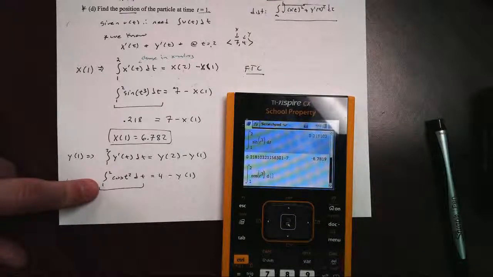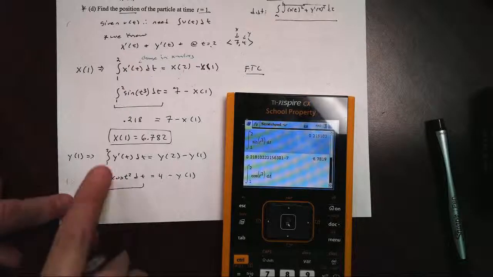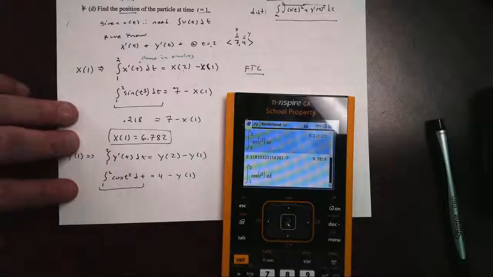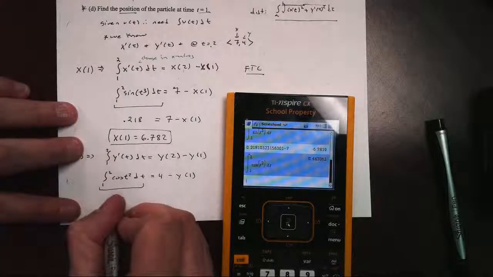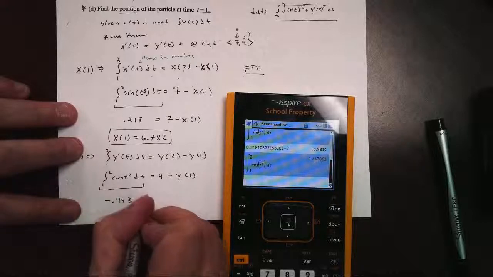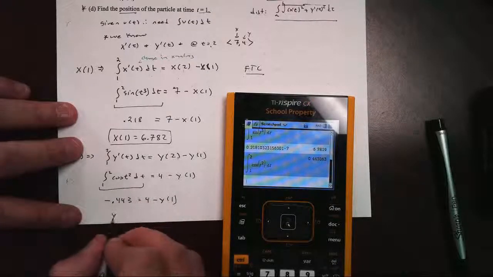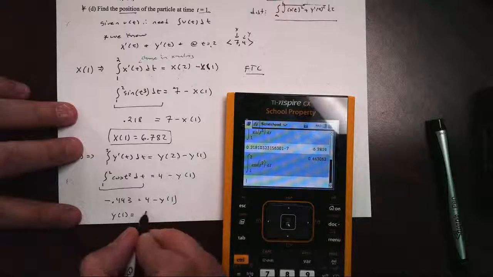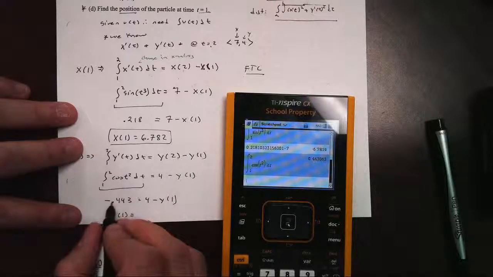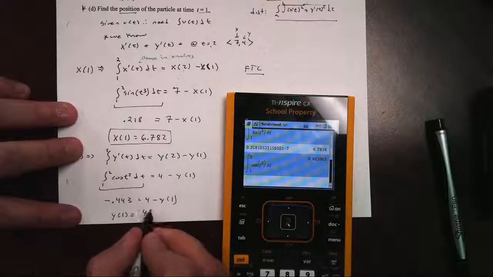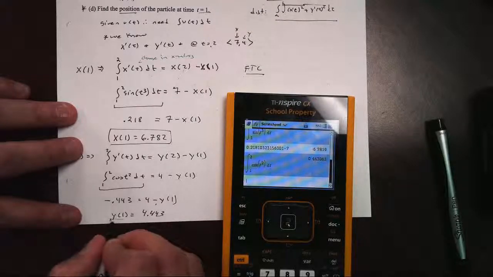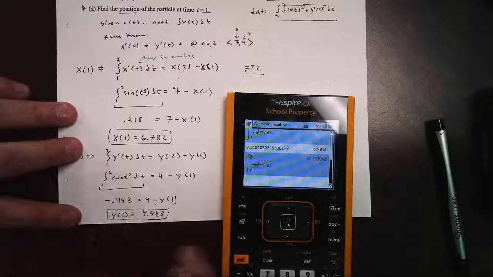There's my cosine t squared dt. When we get to the Taylor series, we'll talk all about those, how to solve something like this by hand. We press enter, and I get this negative 0.443 equals 4 minus y of 1. This one's not that hard to solve. I'm going to subtract 4, that's going to give me negative 4.443, but I changed my sign because of the negative, so I get positive 4.443. And there's our y value.